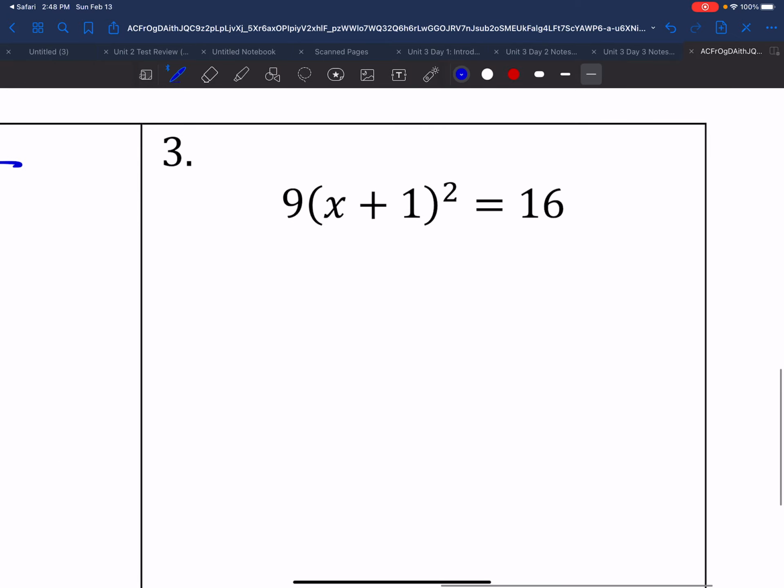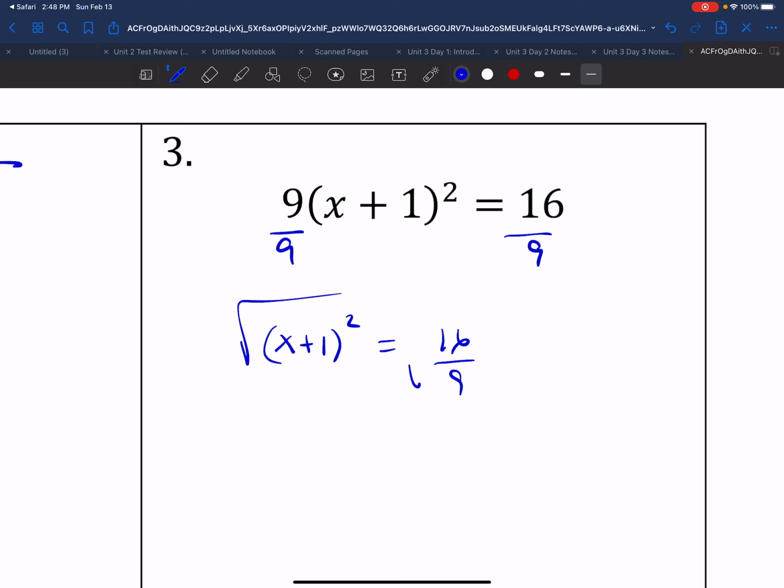Okay, number 3. We have a problem. I can't take the square root on both sides yet because there's something in the way. I have this 9. This is saying 9 times the quantity x plus 1 quantity squared. Or 9 times x plus 1 quantity squared. And you need to get this by itself. So I got to divide both sides by 9. And you're left with x plus 1 quantity squared is equal to 16 over 9.